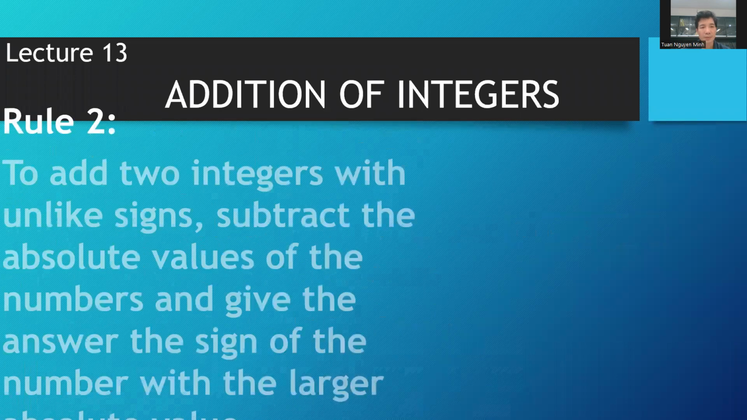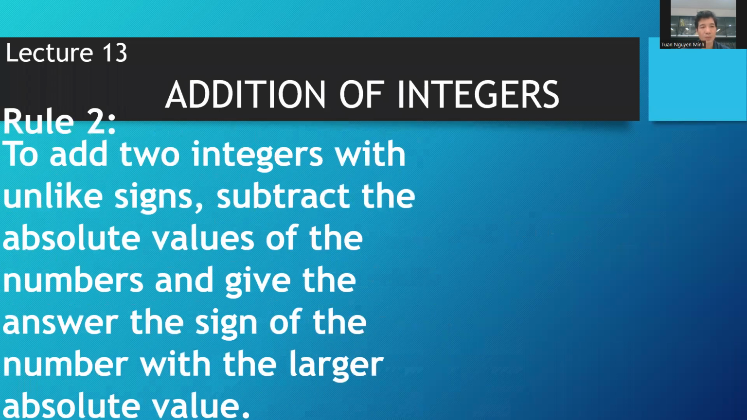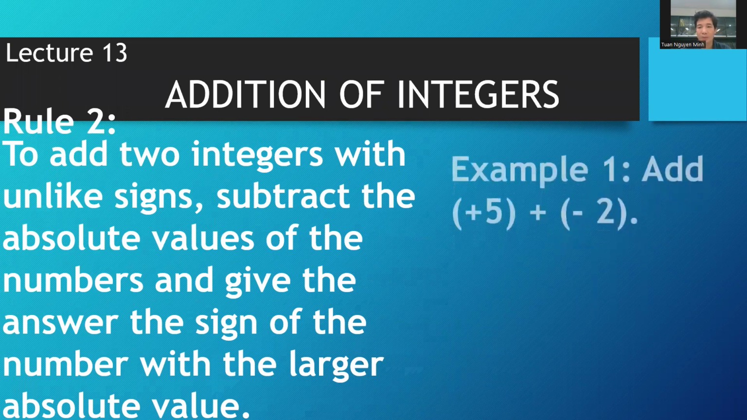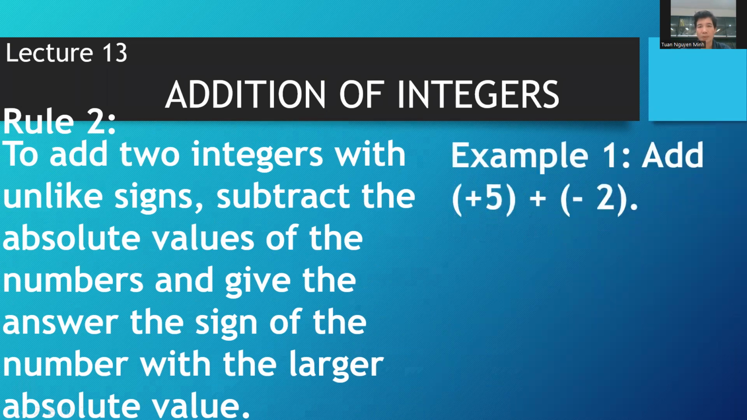And next is rule 2. When you want to add two integers with unlike signs, you subtract the absolute values of the numbers and give the answer the sign of the number with the larger absolute value. Example, when you want to add +5 and -2, they are unlike, different signs.